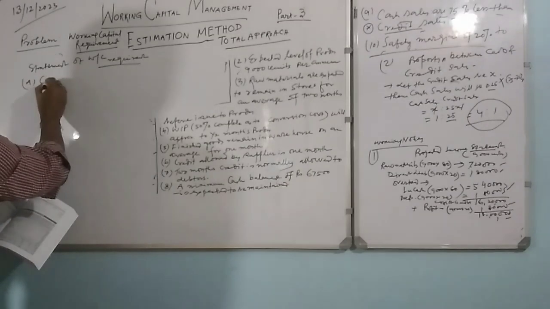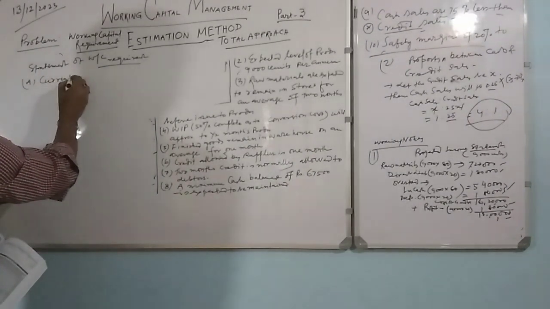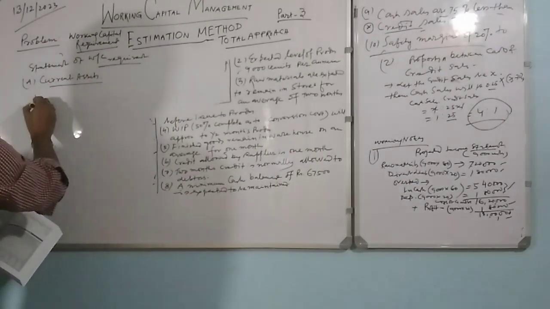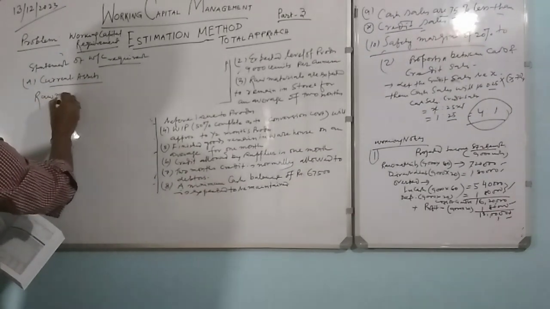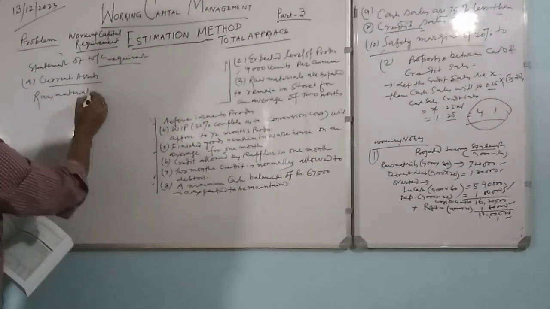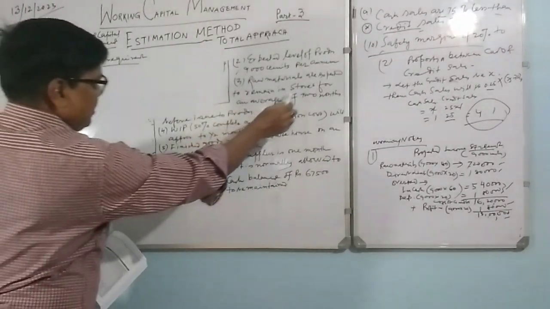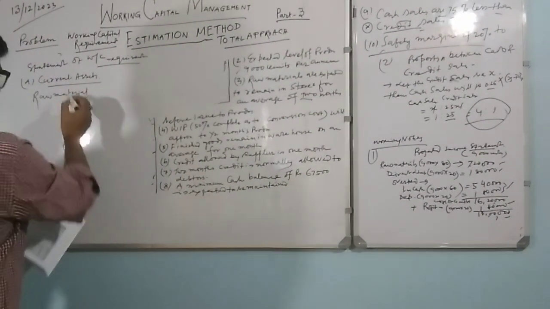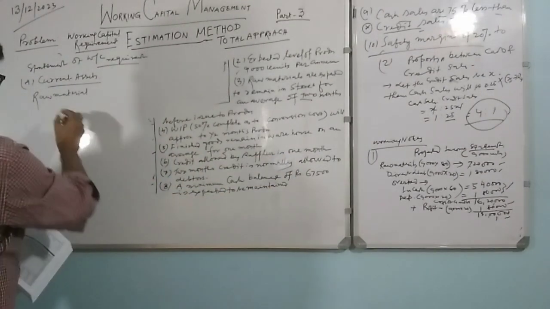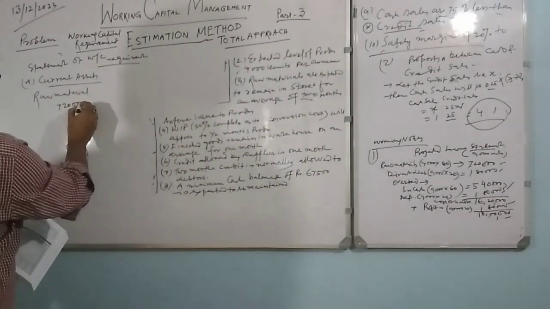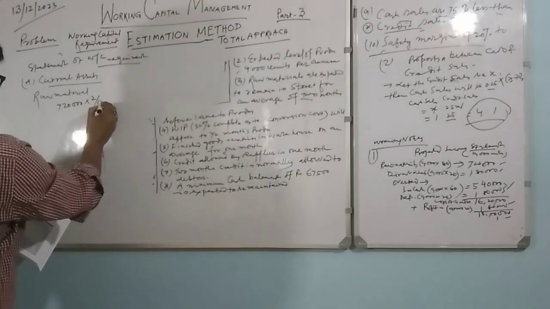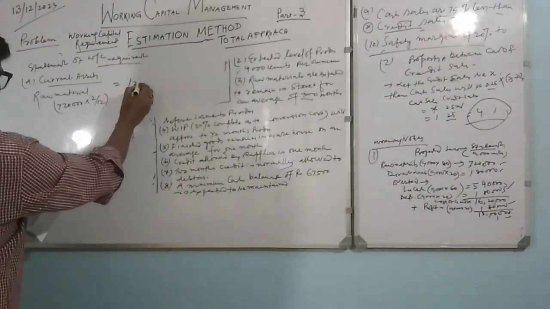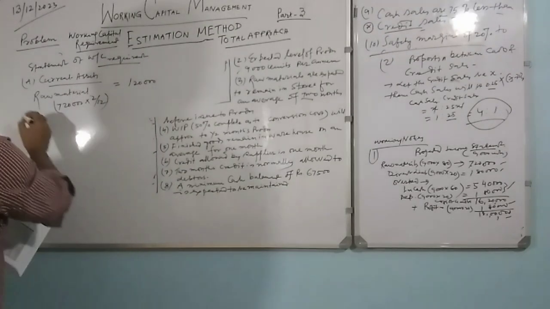A, your current assets. Under that, your raw material holding period. You see that raw materials are expected to remain in store for 2 months. So total raw materials only 2 months you have to take. How much is the calculation? 7,20,000 into 2 by 12. So raw material will be 1,20,000, right? This is one.